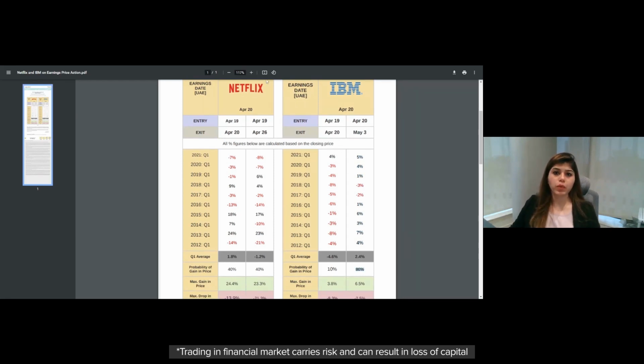So quickly, I will show you the chart for price action for IBM, and then we'll call it a wrap over there.